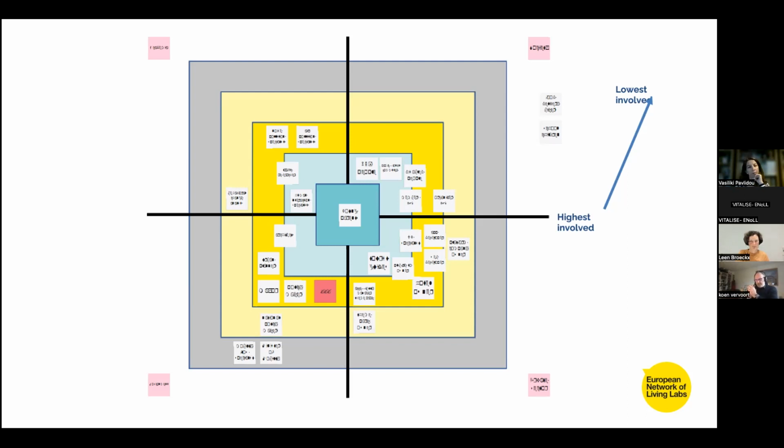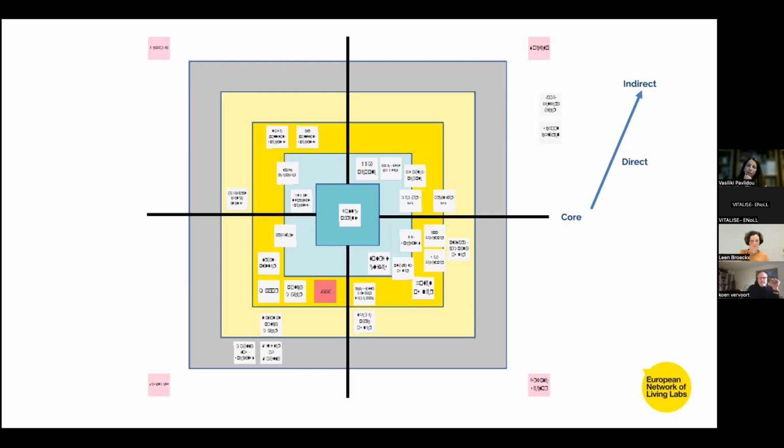You can organize these post-its which you have on the squares from the middle to the outskirts, from the highest involved inside the project to the lowest involved. That's what you see on this picture. But you can also take the same post-its and use the square in another way.